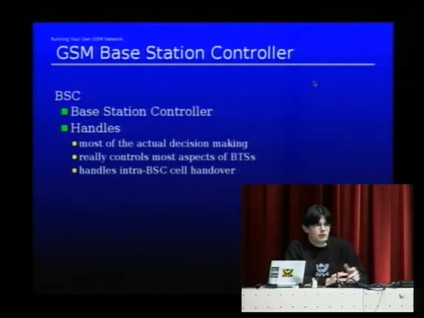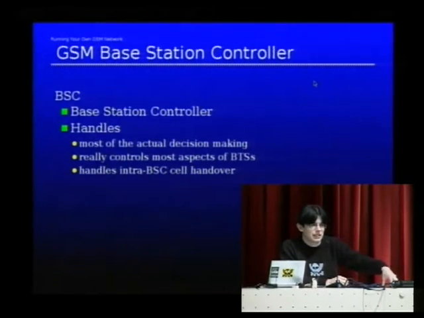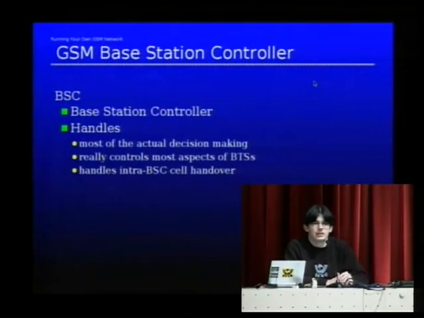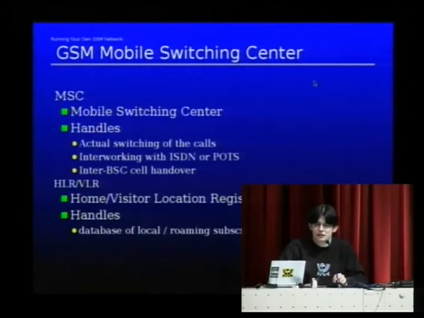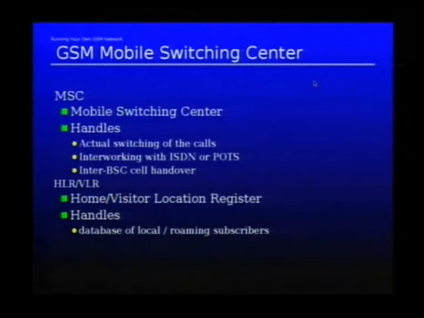So you have a number of base transceiver stations which are all connected to one base station controller. If you roam between those base stations, or if you hand over between them, then the base station controller takes care. If you move to a base station that connects to a different base station controller, then the mobile switching center gets involved, which is the next element in the hierarchy. It handles switching of the actual calls.